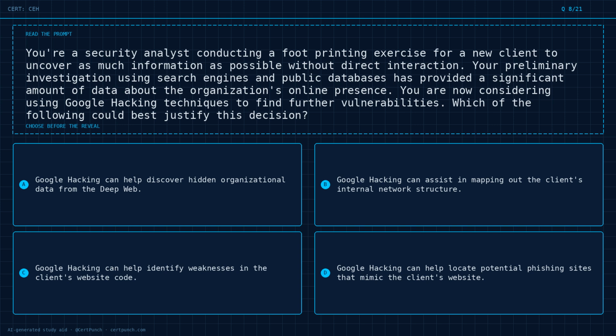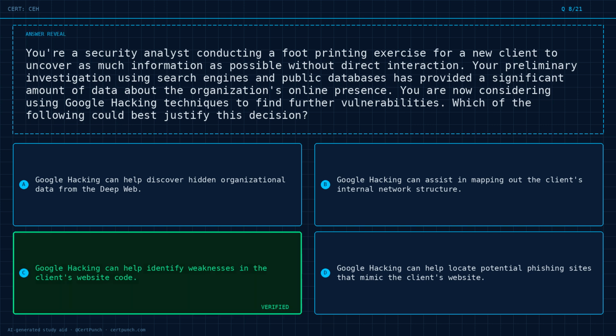Option A, Google hacking can help discover hidden organizational data from the deep web. Option B, Google hacking can assist in mapping out the client's internal network structure. Option C, Google hacking can help identify weaknesses in the client's website code. Option D, Google hacking can help locate potential phishing sites that mimic the client's website. Choose the best answer before the reveal. Commit to it now.